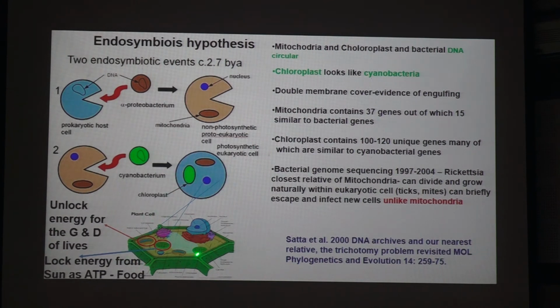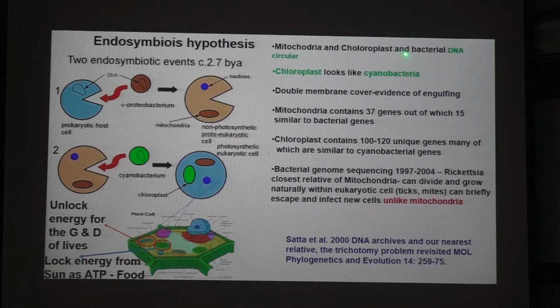Today, in higher plant cells, you get chloroplast, which locks energy from the sun as ATP and food, and mitochondria, this particular structure, unlocks energy for growth and development of lives. These two basic processes by which we survive happened 2.7 billion years ago. And in this hypothesis, there is a lot of logic and argument.